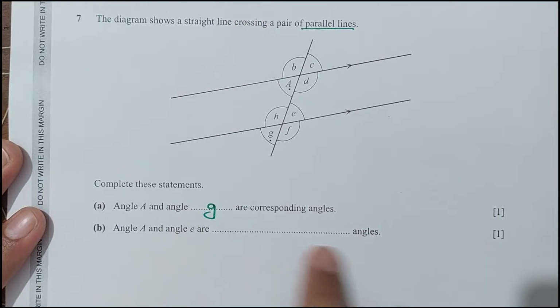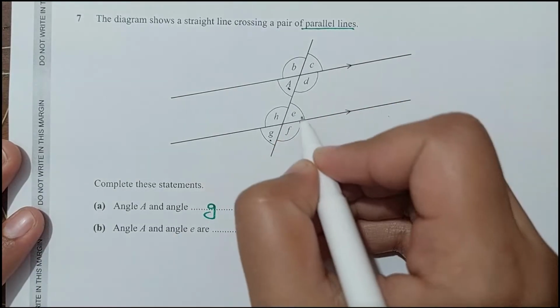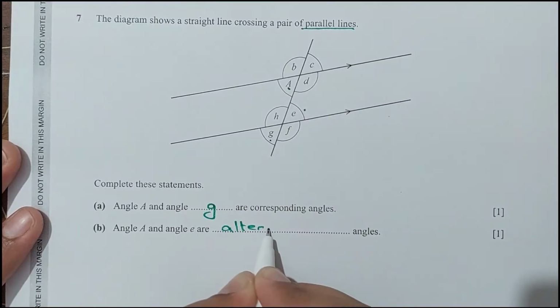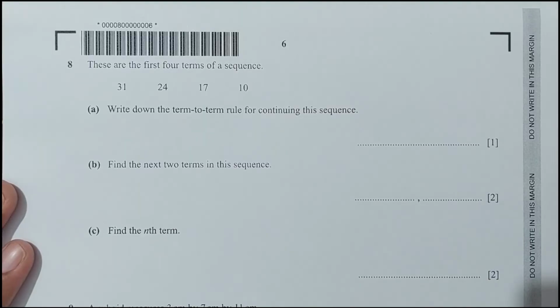Angle A and angle E are dash angles. Angle A and angle E, these two are alternate angles. These are alternate angles.